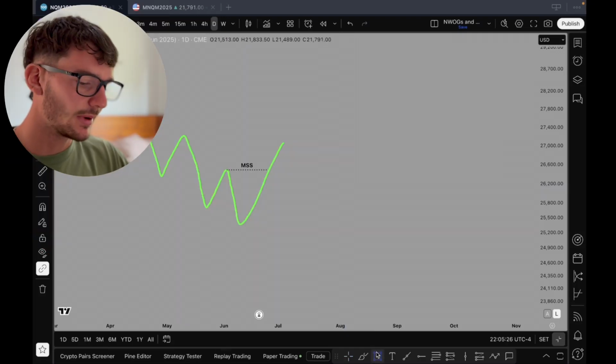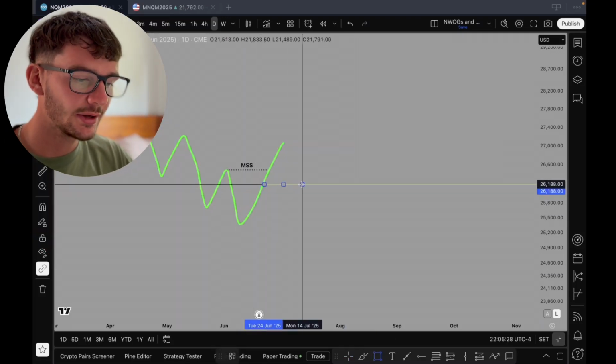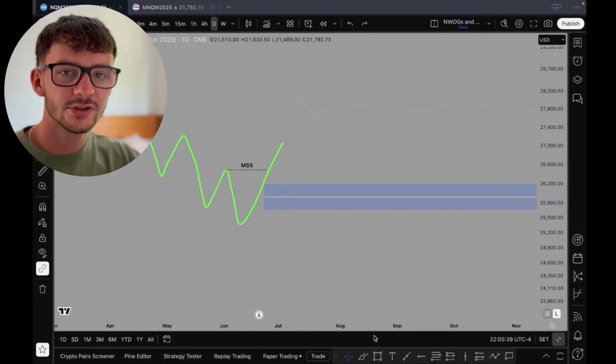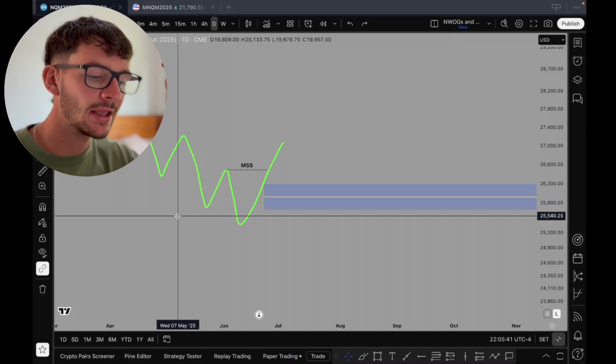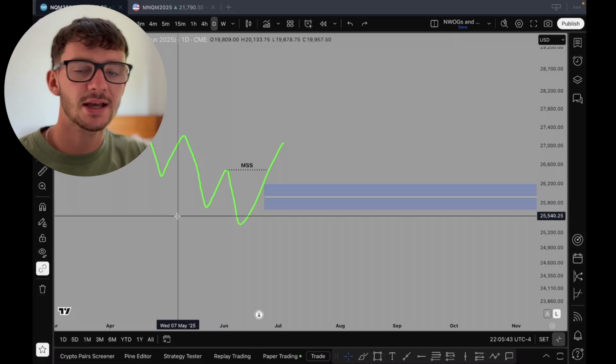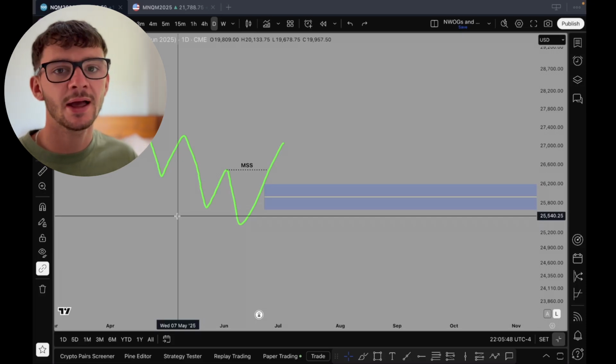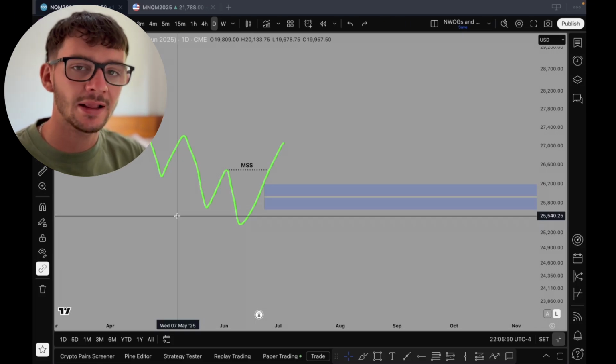And then this is obviously my bread and butter setup where I would look for my fair value gap in here, and then I tap back into that fair value gap for my long. And obviously you want this market structure shift to tap into a significant level, whether it's a higher time frame fair value gap, order block, a liquidity sweep, something like that. It's where you're going to find the most valid market structure shifts.